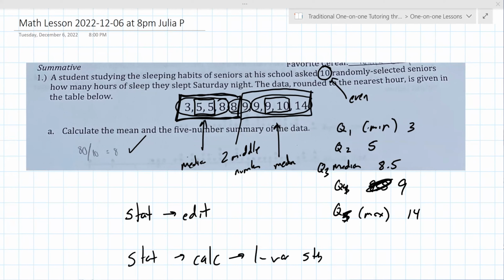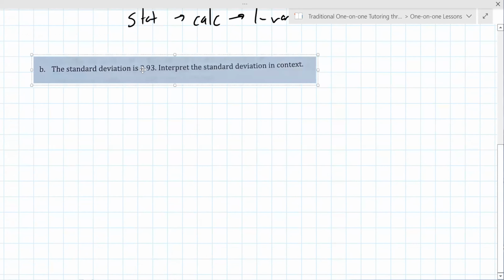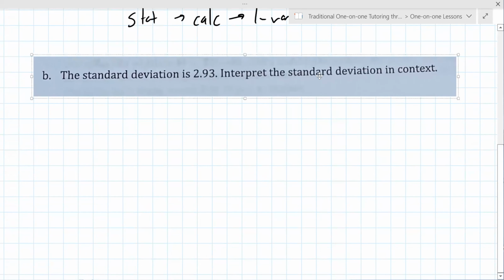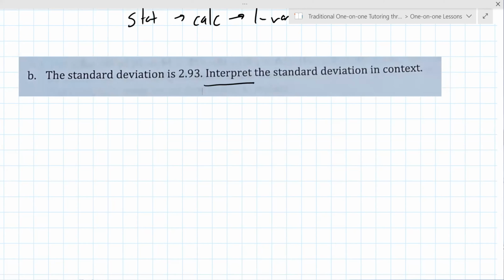Okay, big part of this course is interpret. I guess I'll also add here that almost every student takes a statistics course in college, so you will see this again. So interpret means to write a sentence, and you want to frame it in terms of what they're doing. It says a student studying the sleeping habits of seniors at his high school asked how much sleep they actually get on Saturday night. So the standard deviation is a measure of spread.